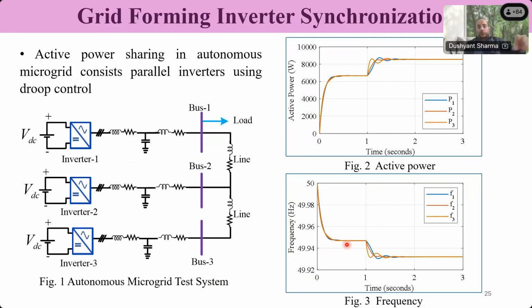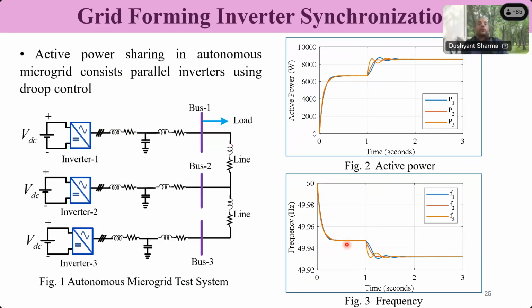If a new source comes, the fourth source has to synchronize at this frequency. Ideally, we know the frequencies are 50 hertz. If the fourth source comes and directly connects at 50 hertz, what will happen? A large amount of inrush current will flow. Because a large amount of inrush current will flow, it will damage the devices.